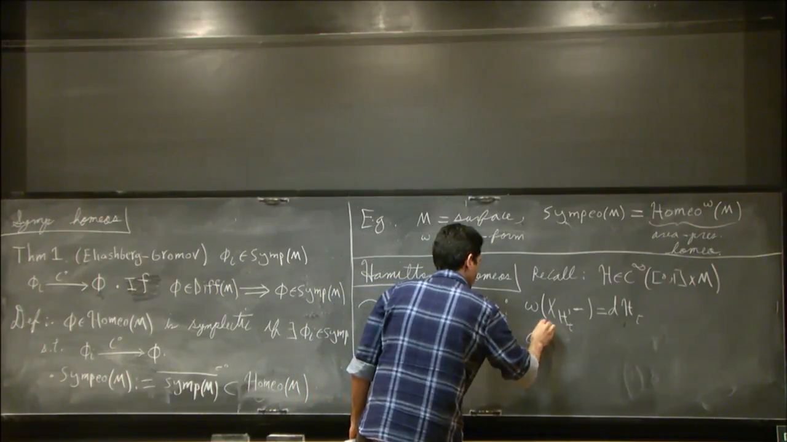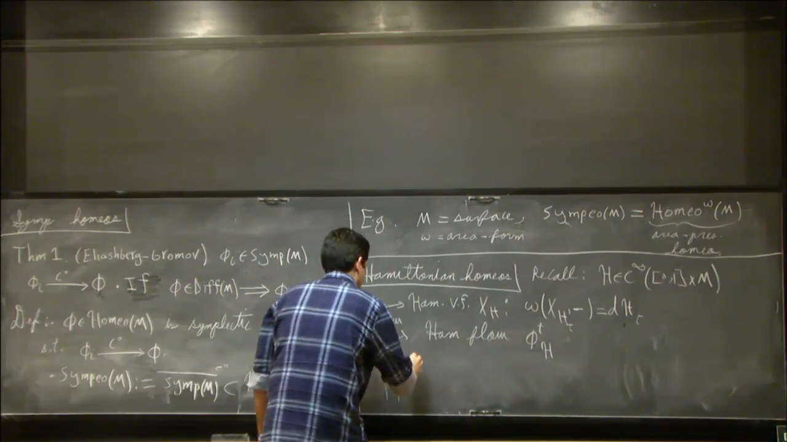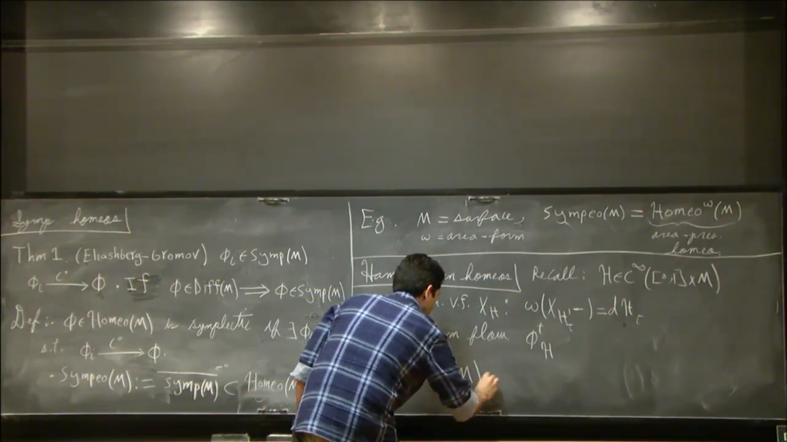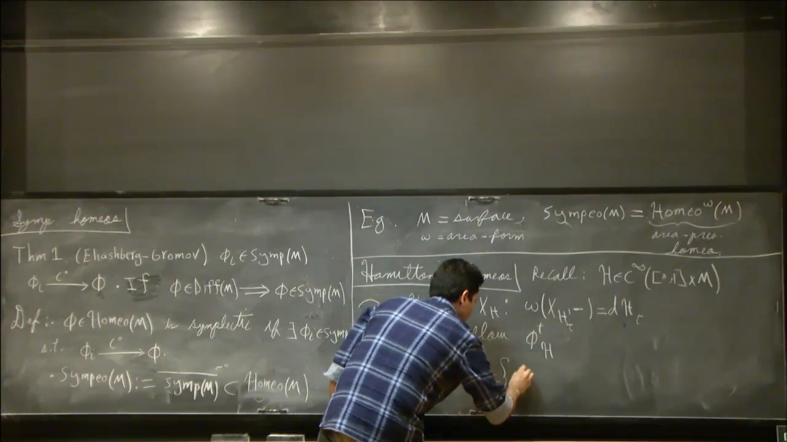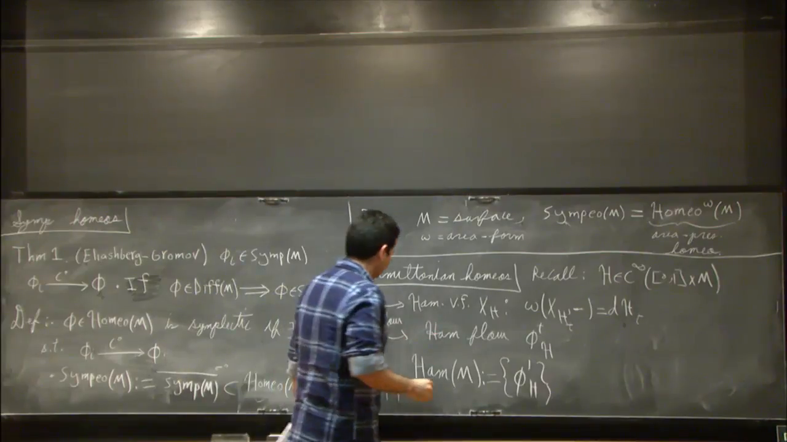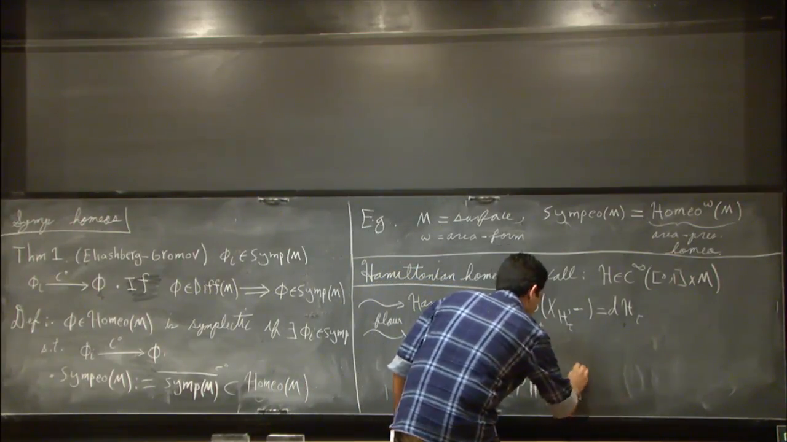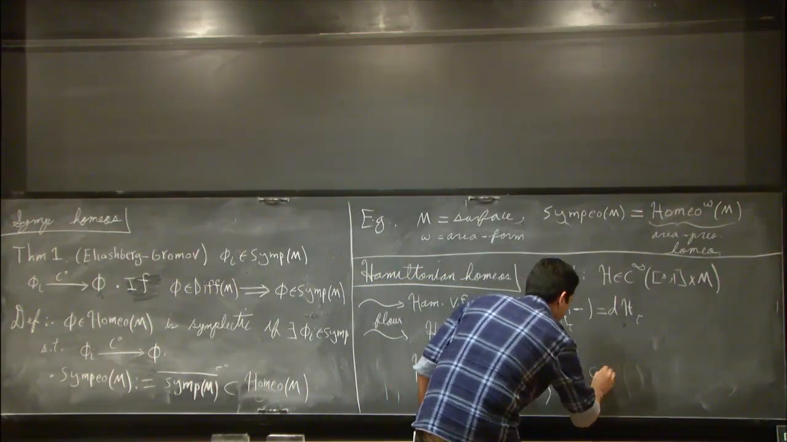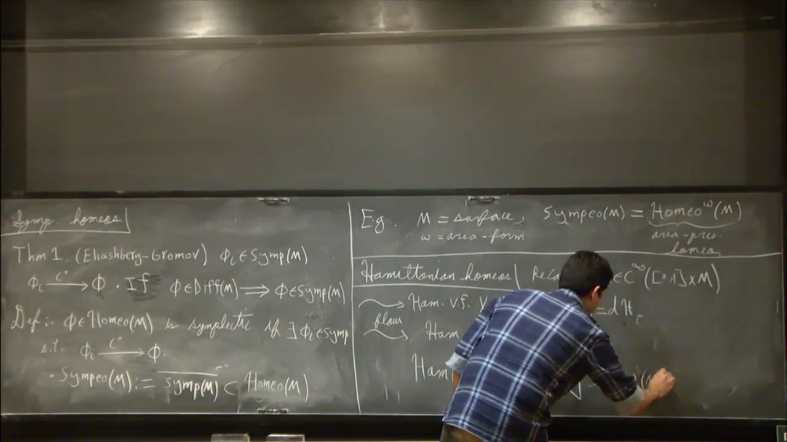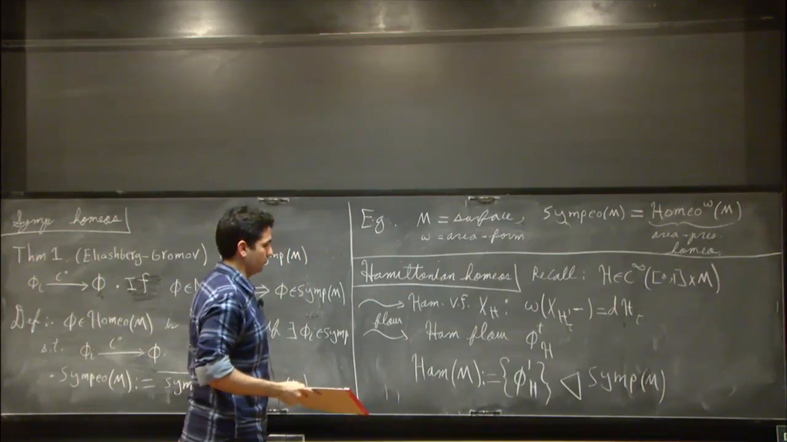So here's my notation for it. And then the set of time one maps of such things is the set of all Hamiltonian diffeomorphisms. So these are all diffeomorphisms which can be reached via Hamiltonian flows, and this will feature later. Everybody knows these are symplectic diffeomorphisms of M. In fact, they form a normal subgroup inside symplectomorphisms.